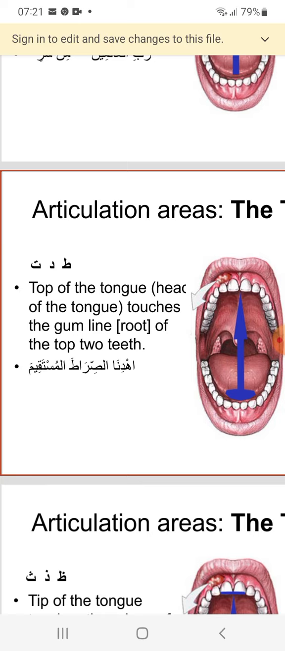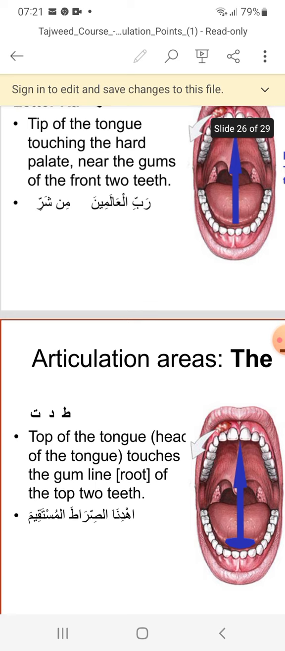So this is where we produce the three letters ta, dal, and ta. What are the common mistakes we may face with those three letters? Let's start with the letter ta. Here maybe the student is doing ta as light, while it should be heavy, as we see.